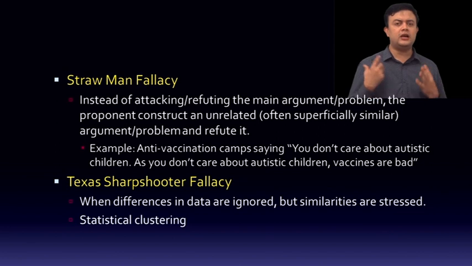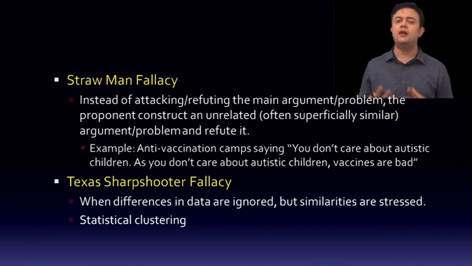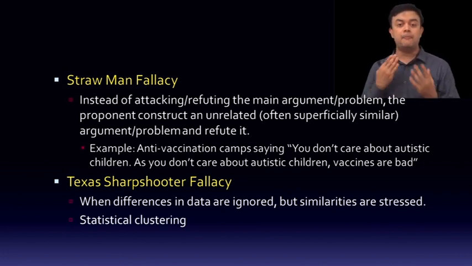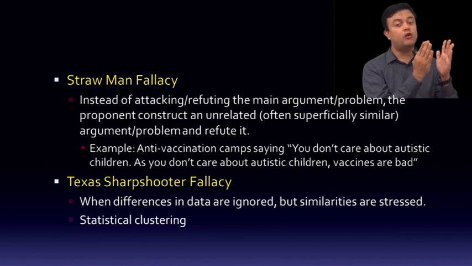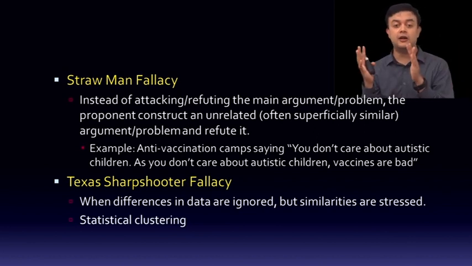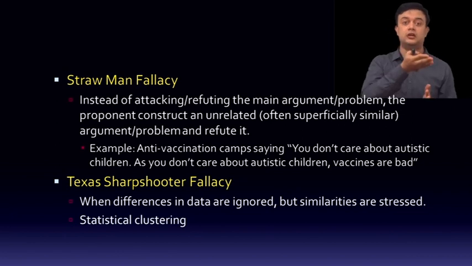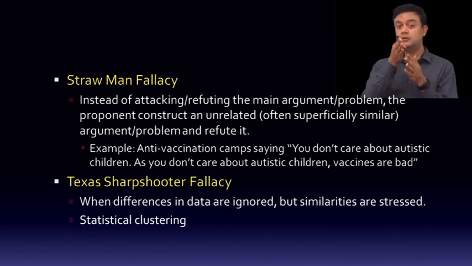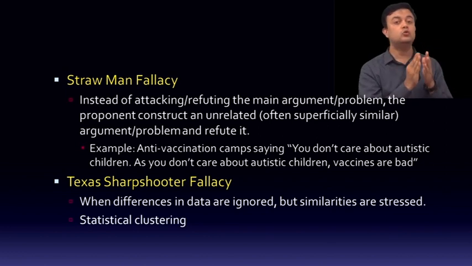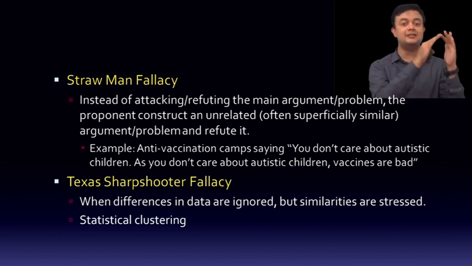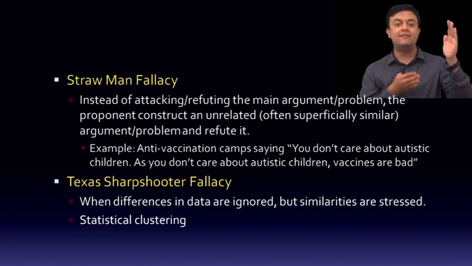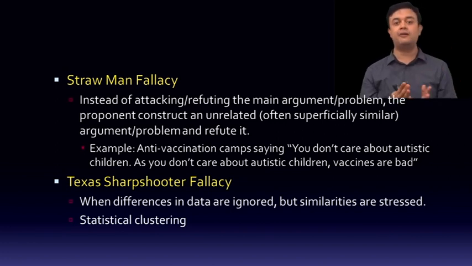Yet two more informal fallacies are the straw man fallacy and the Texas sharpshooter fallacy. What are these? Straw man fallacy is that instead of attacking or refuting the main argument or problem, the proponent constructs an unrelated, often superficially similar argument or problem and refutes it. So instead of attacking the real argument, you construct a similar argument and then you attack it. You construct a straw man and then you attack the straw man. That is called a straw man fallacy, right?